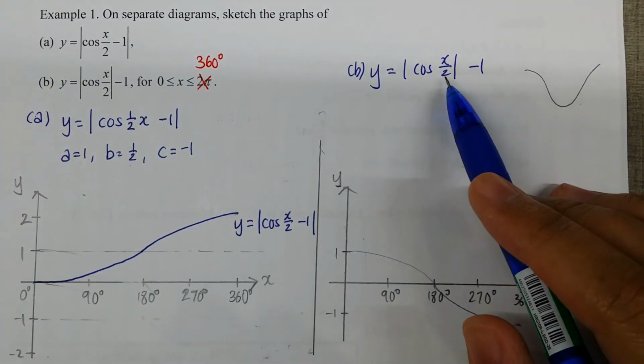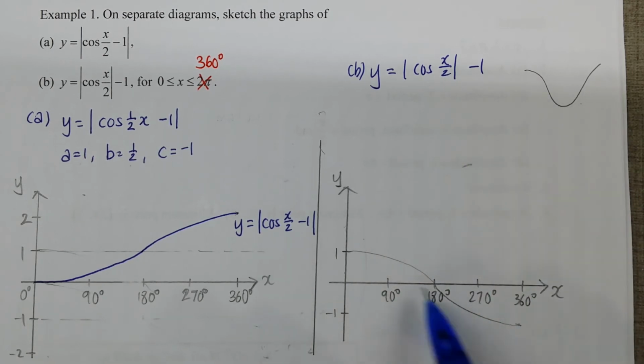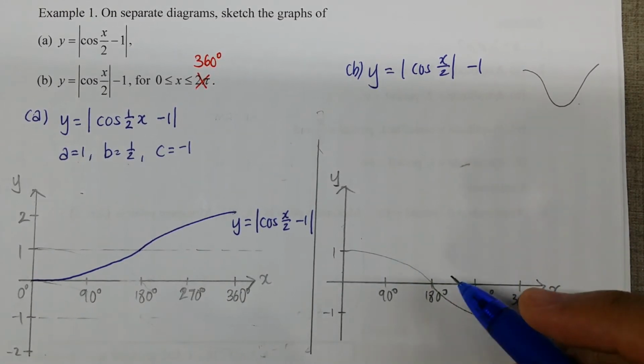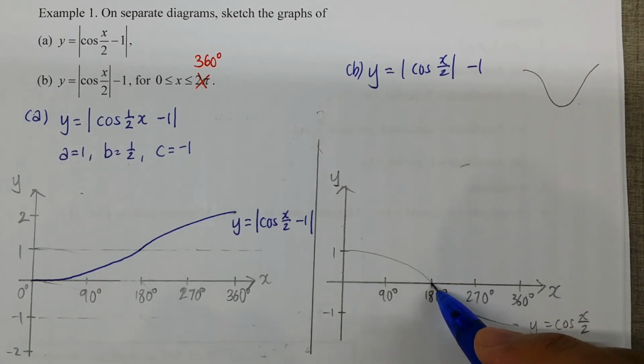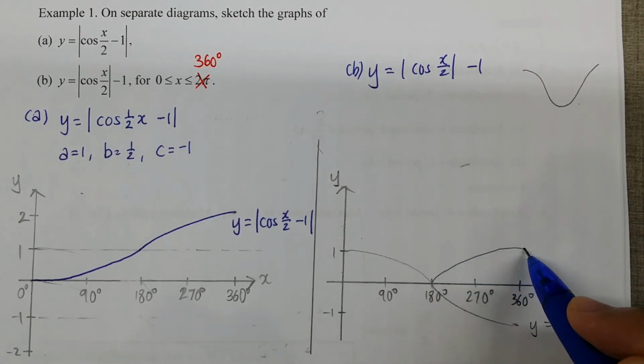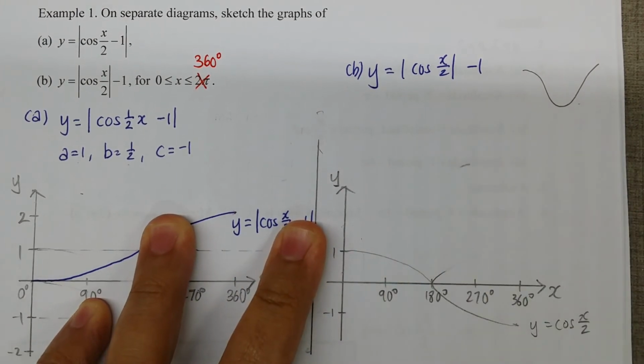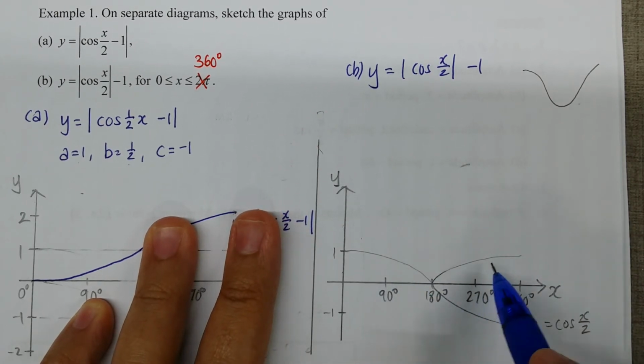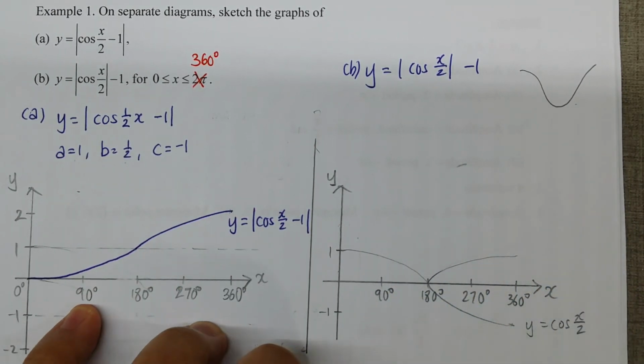Now I'm going to modulus it. This is the graph y equals cosine x over 2, correct? After modulusing it, what will it look like? Okay, see, the top part remains, the bottom part flips up. So it will look like this. This should be symmetrical.